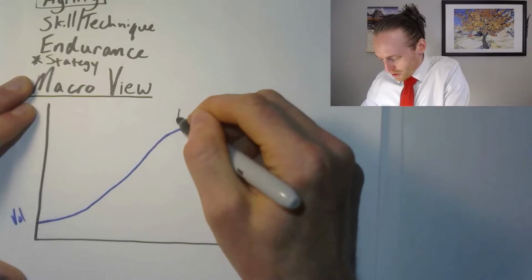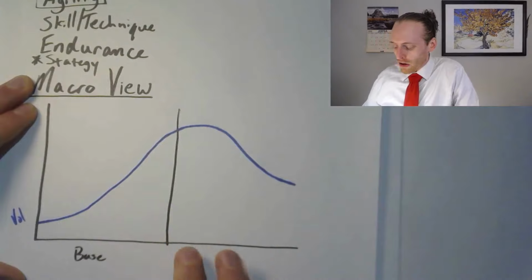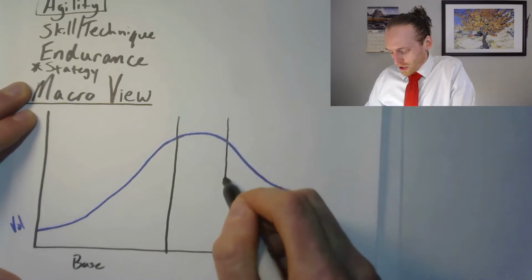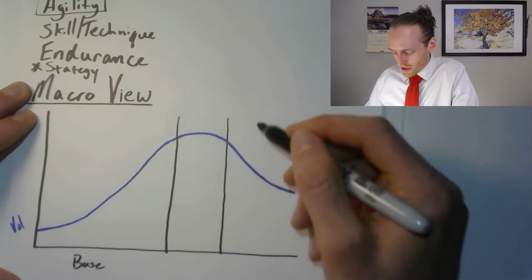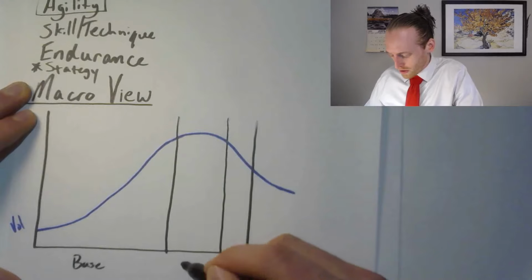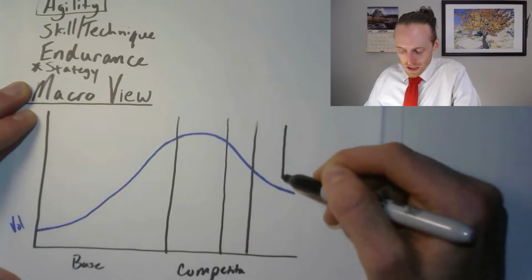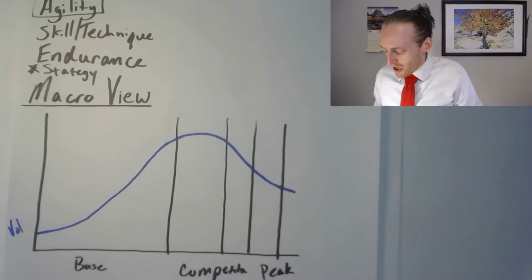So maybe this is your base phase here. If you have a fall sport, you start training in the summer. This is your competition phase, let's call it, maybe even a little bit longer. Over here we'll call this competition. And then this would be your championship season here, so we'll call this the peak. Okay, so that's your volume.